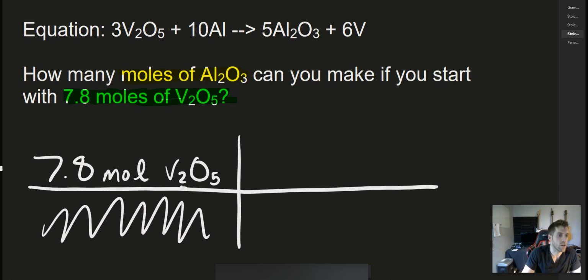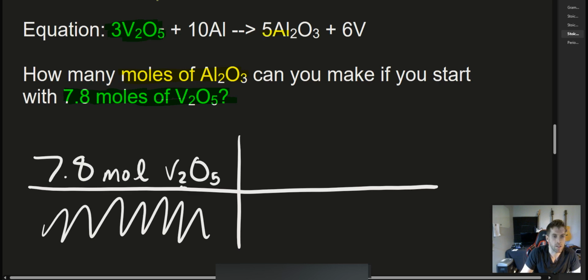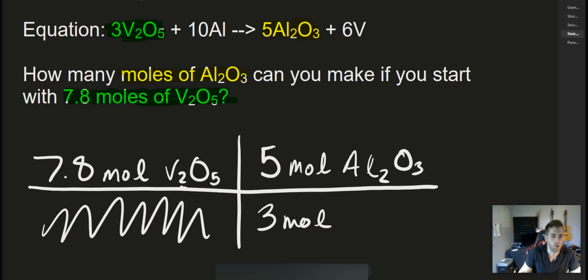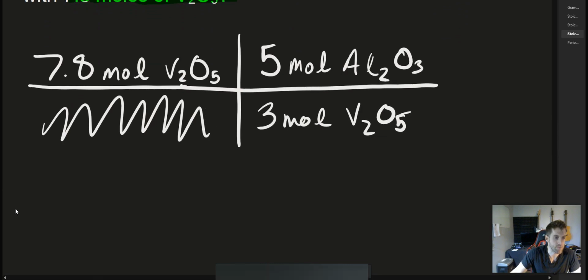Let's look at our equation. We have right here 3 V2O5, and we have our aluminum oxide right here, 5 aluminum oxide. So we have 3 moles of V2O5, and we have 5 moles of aluminum oxide. We are trying to find aluminum oxide, so we're going to put that on top. 5 moles of Al2O3, and we have 3 moles of V2O5.